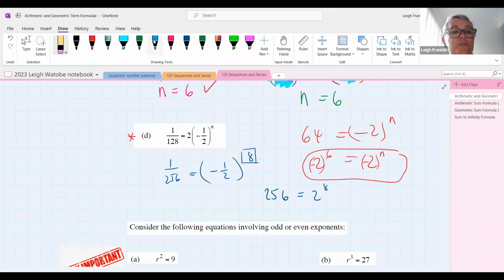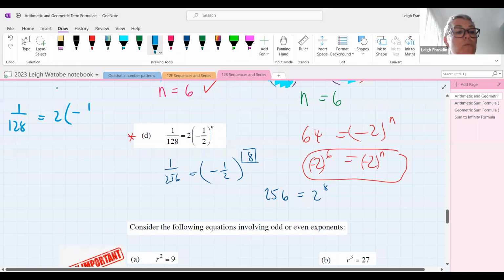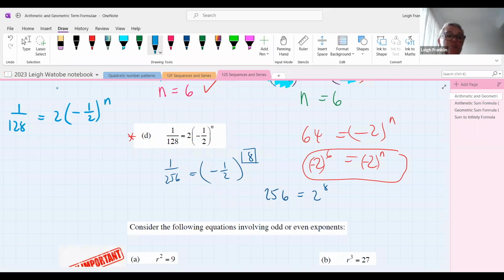No stress. Okay, so you've got 1 over 128 equals 2 times minus 1 over 2 to the power of n, and we need to solve for n. So we need to isolate the base. That means we've got to get rid of this times 2. The opposite of timesing by 2 is dividing by 2. So 1 over 128 divided by 2 is 1 over 256. You would do that on your calculator.